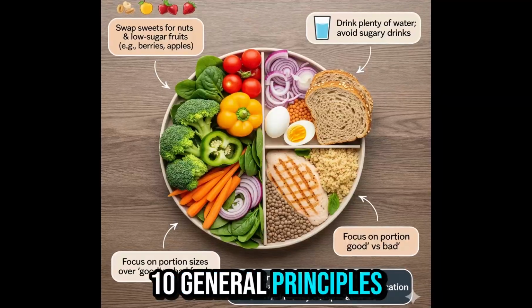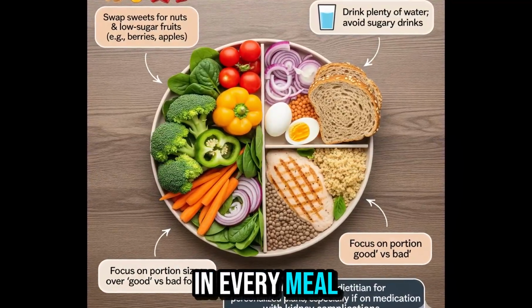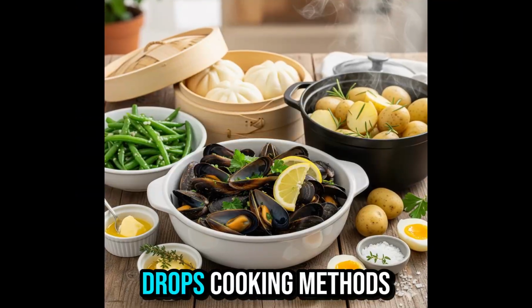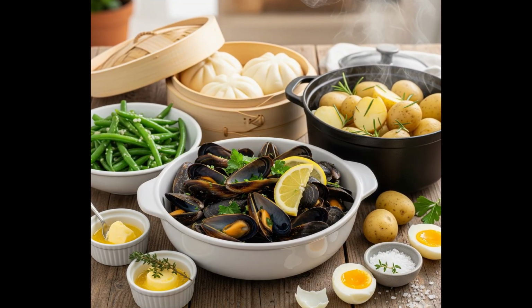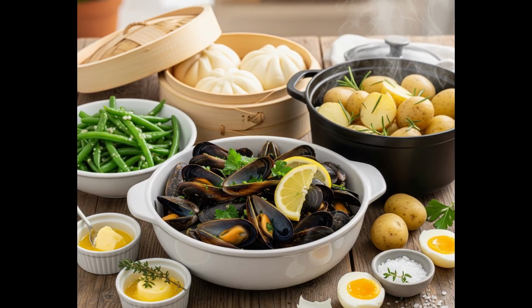10. General principles. Combine carbs plus proteins, fat plus fiber in every meal. Small, frequent meals, 4 to 6 per day, help avoid big spikes and drops. Cooking methods: prefer steaming, boiling, baking, grilling. Always monitor blood glucose after meals to learn how your body responds.